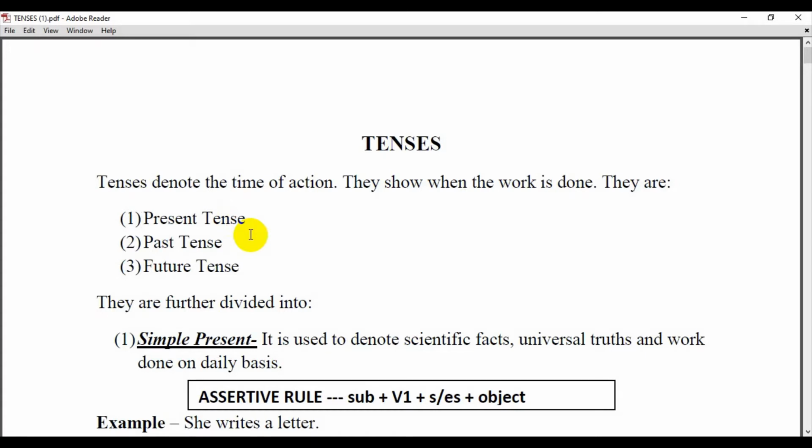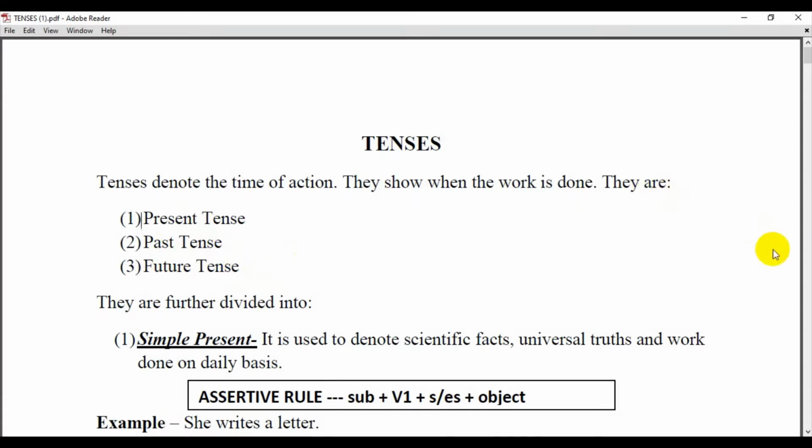For example, we have the present continuous tense, we have the present perfect tense, and we have the present perfect continuous tense. The same thing with the past tense. We have the past continuous, we have the past perfect, and we have the past perfect continuous, and the same thing with the future tense.